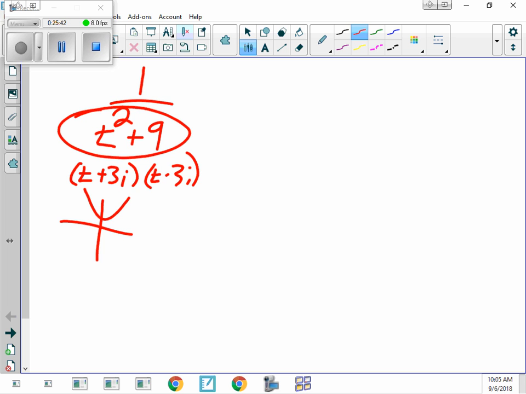So this one, the domain, is all real numbers. There's no way to make the denominator 0, which, if you look at it, makes sense. t squared is a positive number, right? So what positive number plus 9 equals 0? None of them. So there's no way to break this equation.